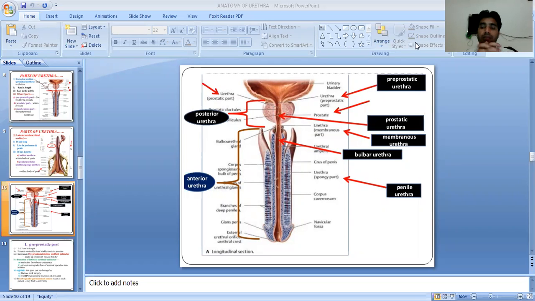In the previous class, we discussed the initial part of the anatomy of the urethra. In today's class, we will discuss the rest of the anatomy of the urethra. As you can see in this picture, there are two parts of the male urethra: the posterior or proximal urethra, and the anterior or distal urethra.